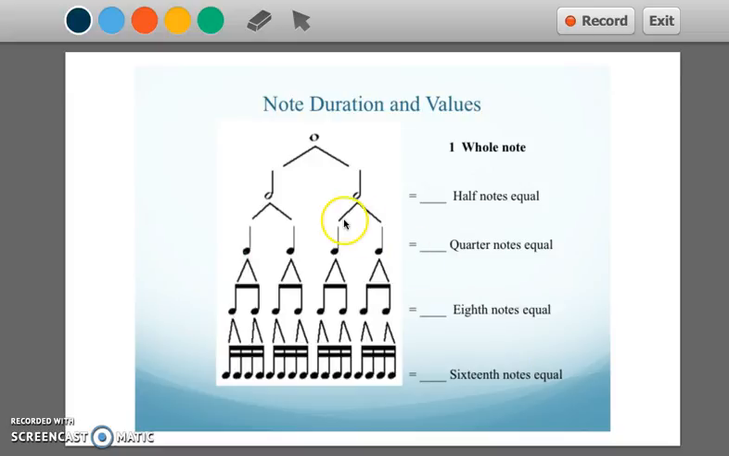So, as a review, let's work backwards. We have our 16th notes here, and two of these 16th notes, if we smooshed them together, they would create an eighth note. If we smooshed these together, they would create a quarter note. If we smooshed these together, we would get a half note, and if we brought these together, we would get a whole note. So, fill in the answers to this puzzle.